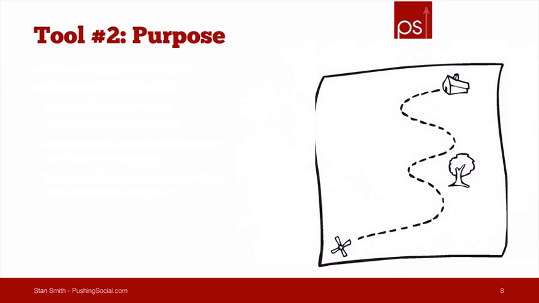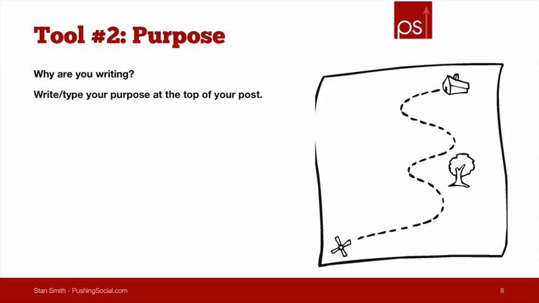The next tool that you are going to need is a purpose, and this is simply, why are you writing? Okay, and I find that when I sit down and realize that I'm just writing to add another blog post to Pushing Social, I'm not inspired by that. And I usually get up and walk away until I understand why I am sitting down to write. When I have that purpose in mind, I always type it at the top of my post. A lot of times, the purpose of why I'm writing is the headline.